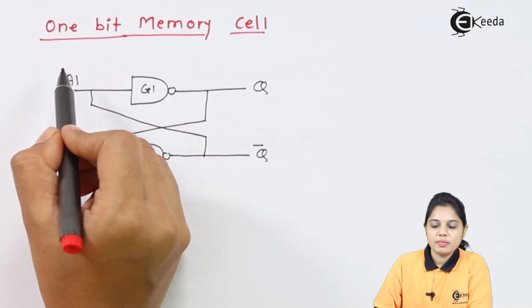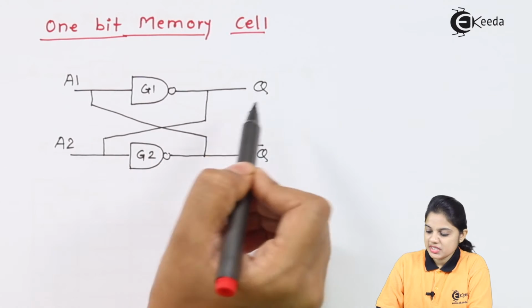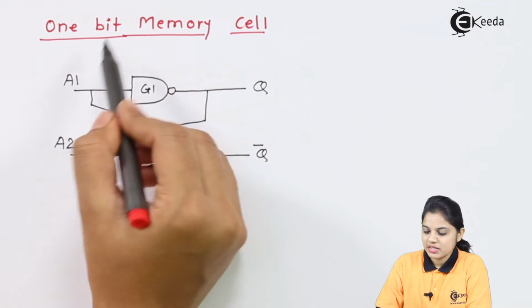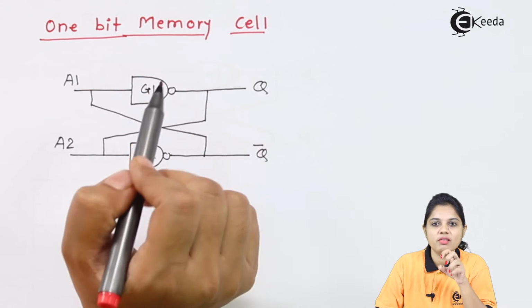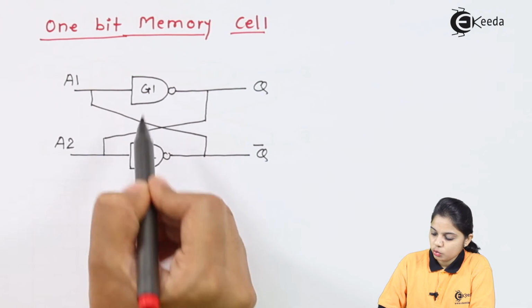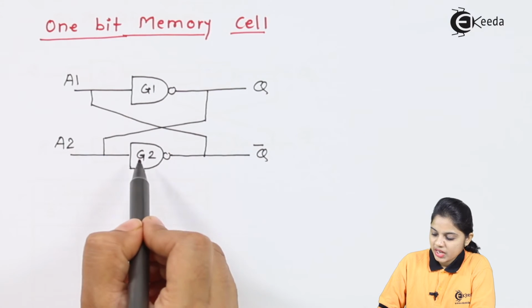So this diagram represents the 1-bit memory cell. That means in this particular diagram 1 bit can be stored, so the name is given as a memory because it is storing a 1 bit. Now let's see how it will happen. Basically we have two NAND gates named G1 and G2.